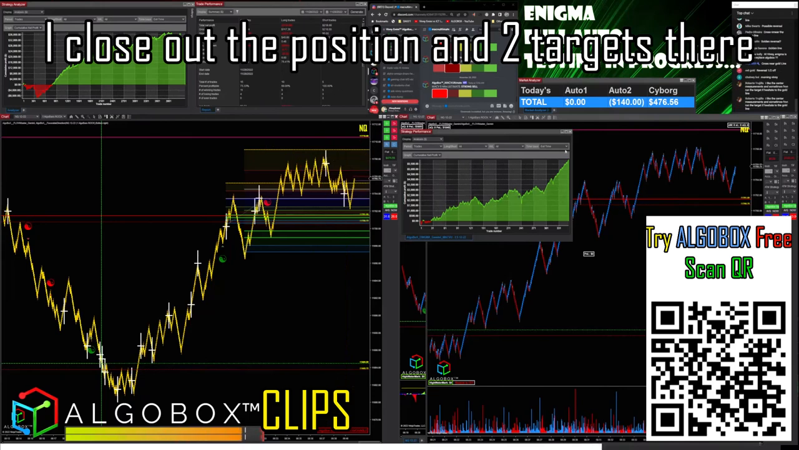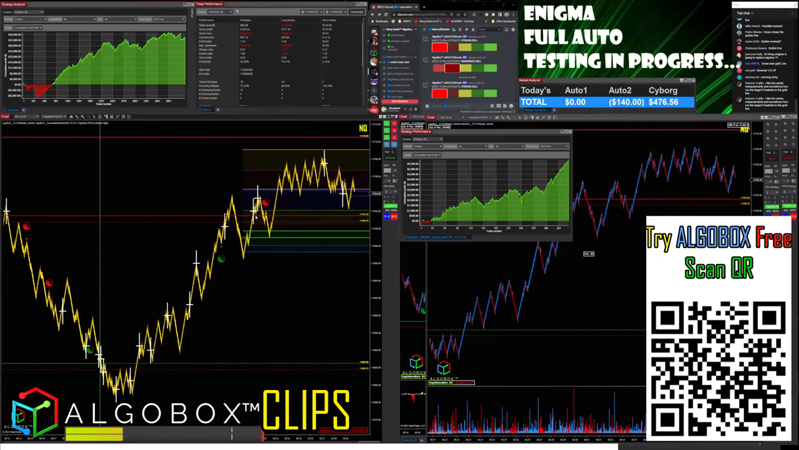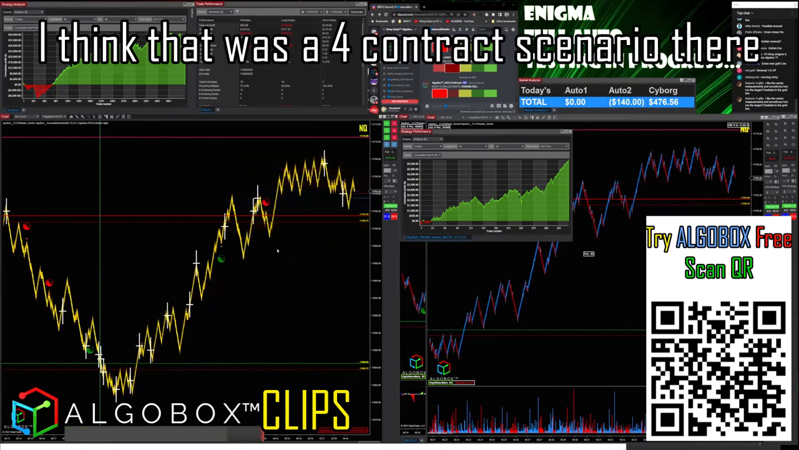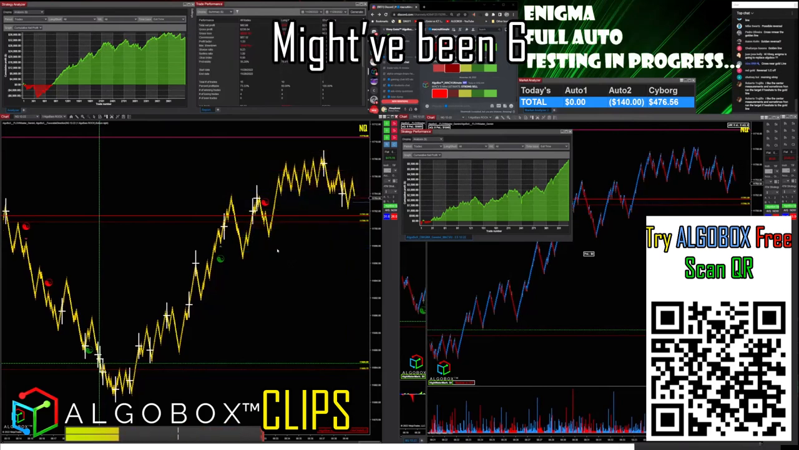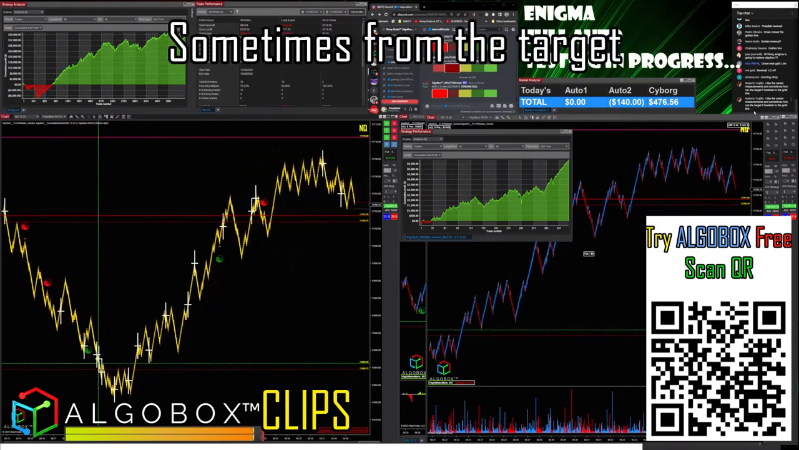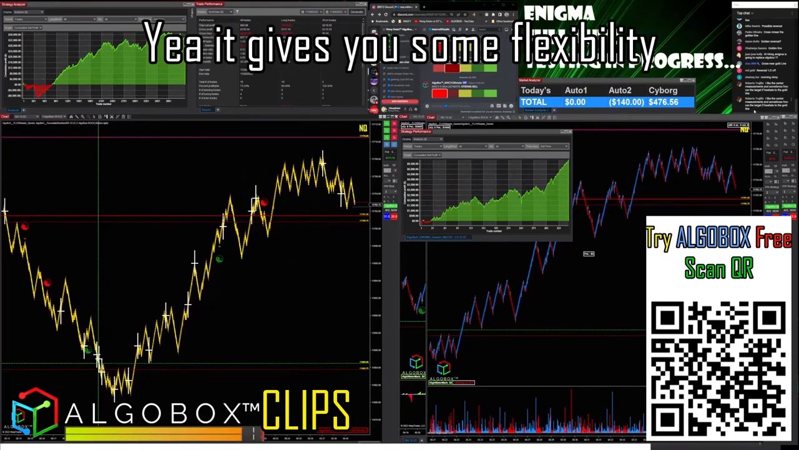I close out the position, and two targets there. I think I did four. I think that was a four contract scenario there. It might have been six. You like the center measurement sometimes from the target if I hesitate to the gold line? Yeah, it gives you some flexibility.